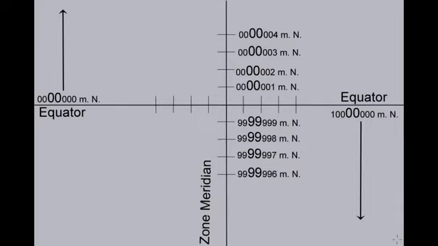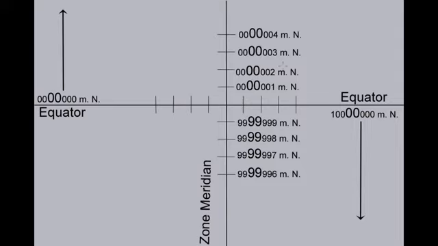Next, let's look at UTM coordinate values and how they're derived. Each UTM coordinate consists of an easting and a northing. Eastings and northings are false values based on the arbitrary value given at the equator and at the zone meridian.